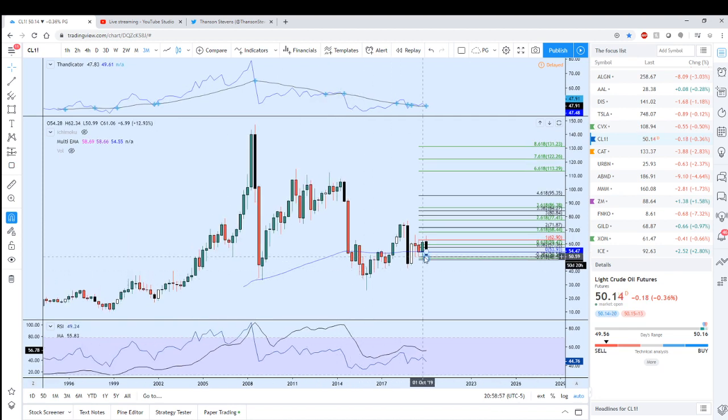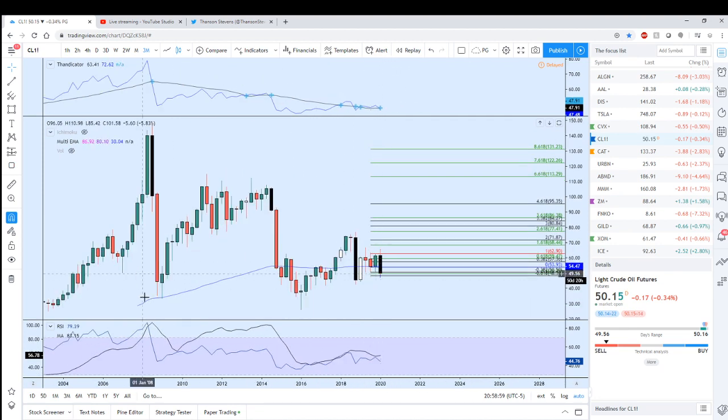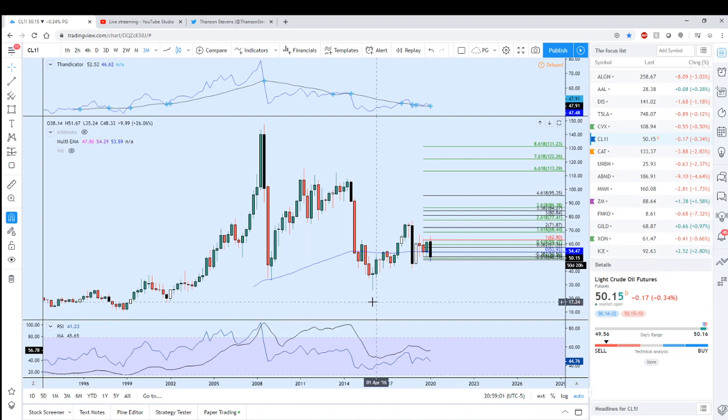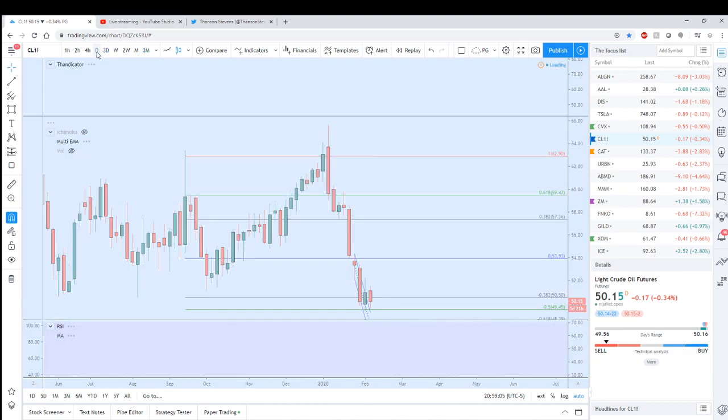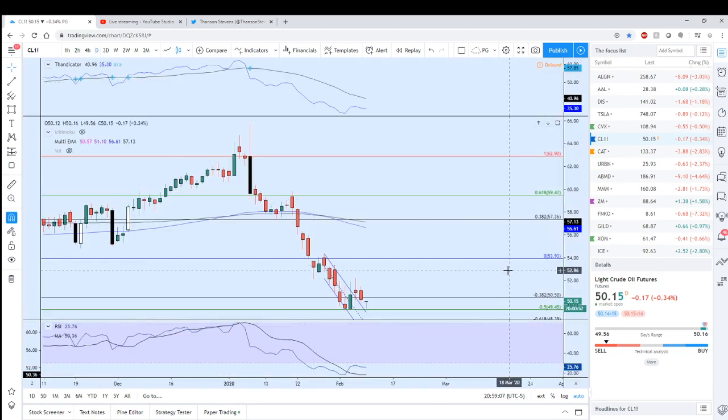Because I mean, it does look pretty dark here on oil, but we'll see. I just need the plays to work out in a month. I have Exxon long.